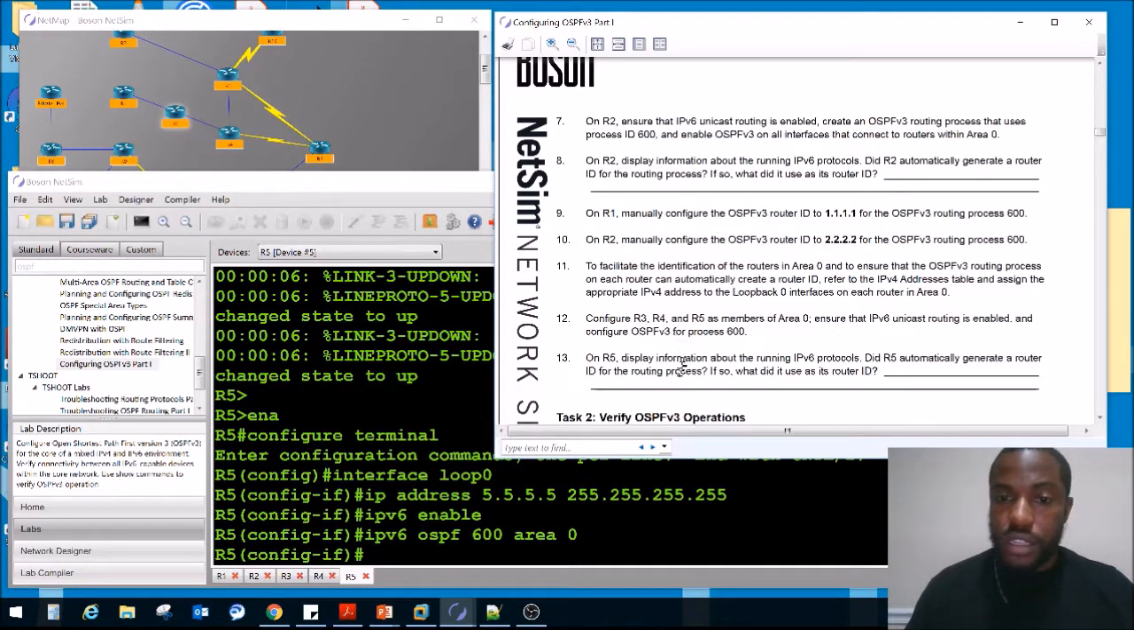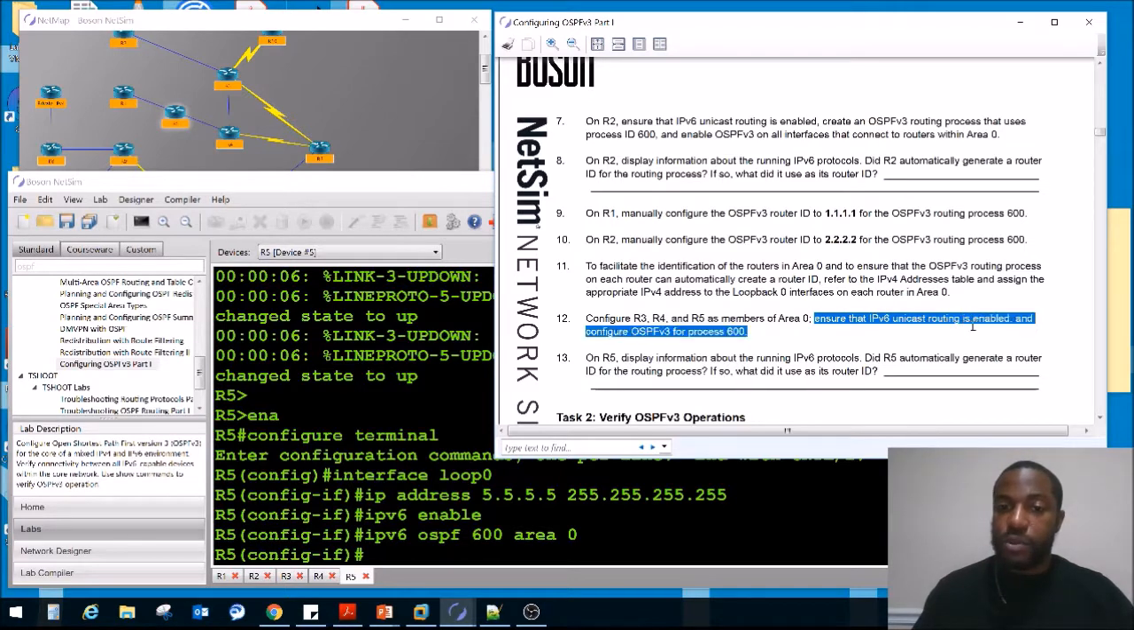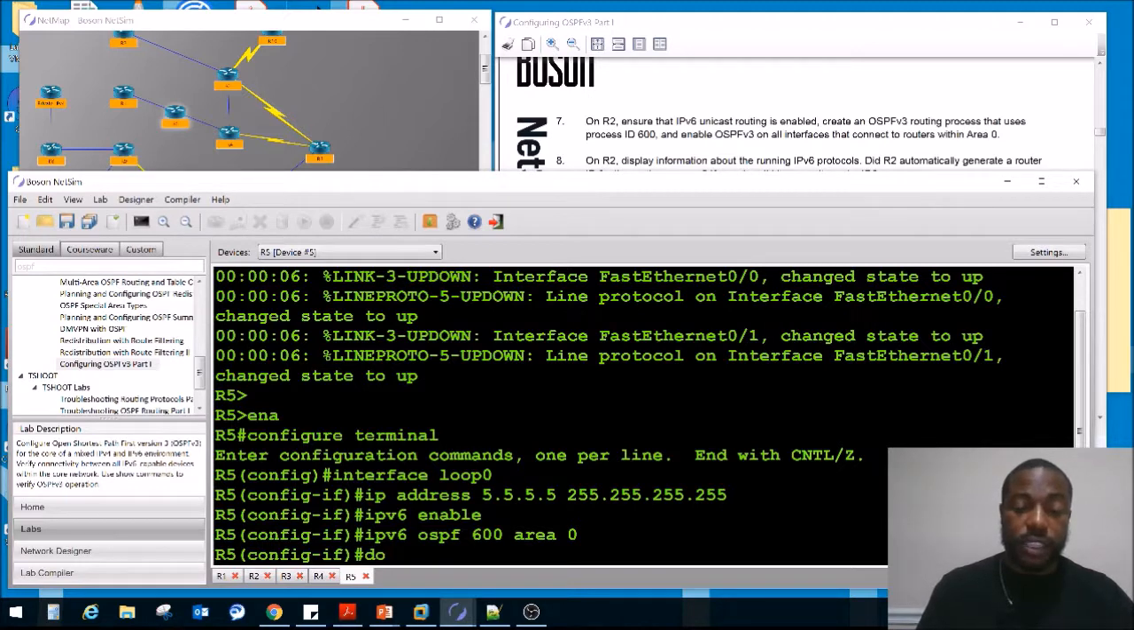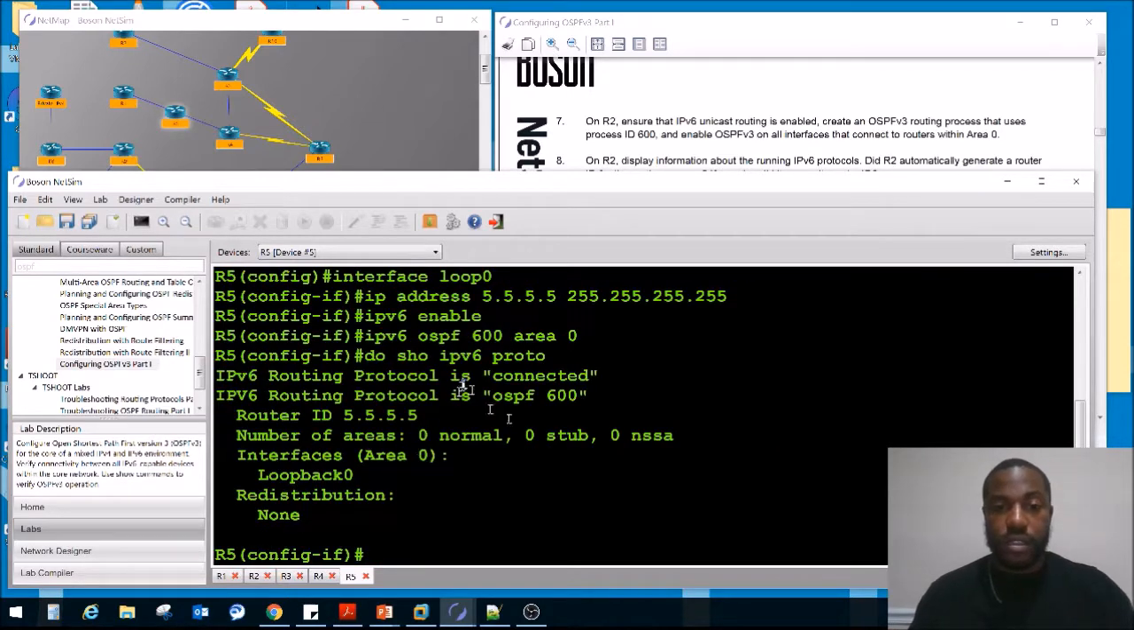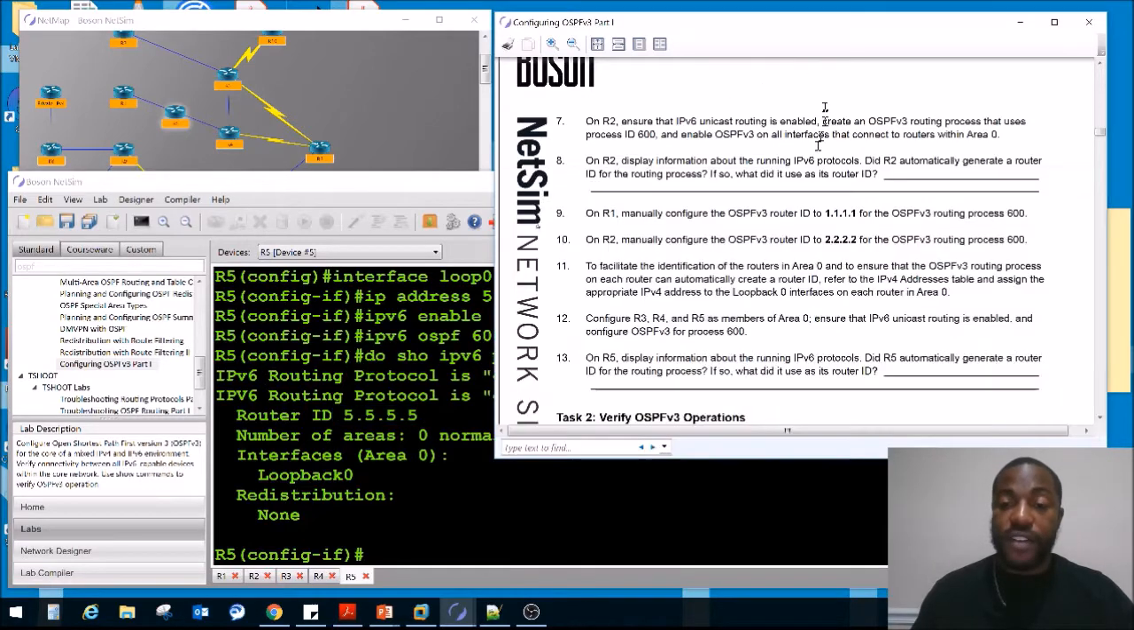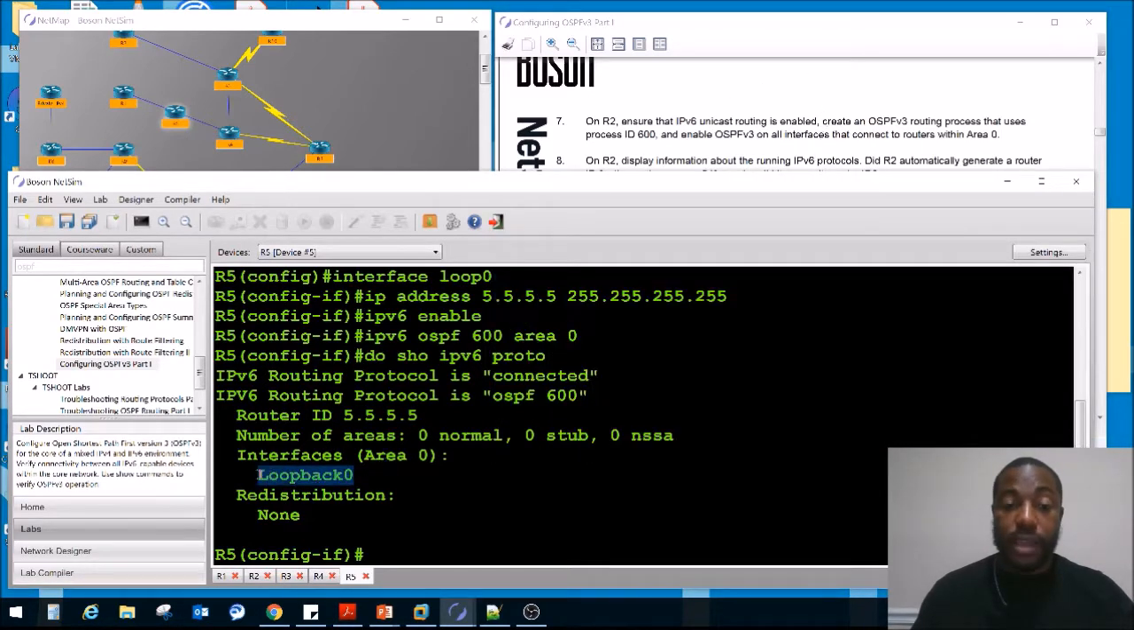And just to wake me up here: configure routers 3, 4, and 5 as members of area 0. Ensure that IPv6 unicast is enabled, and configure OSPF for process 600. Thought we did that, but whatever. Let's do show IPv6 protocols. There we go. See, we got OSPF 600. So router ID is quad 5. Members of area 0, yeah, the loopback is in area 0.